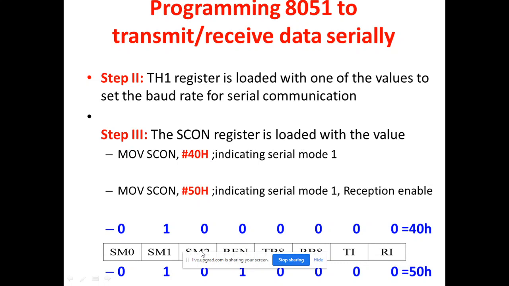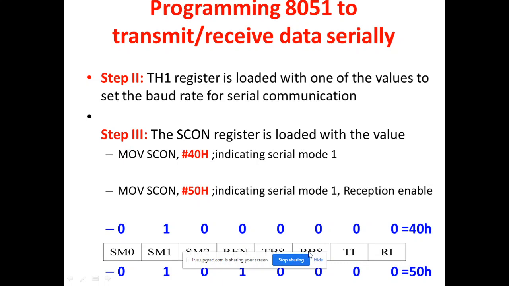Then the next bit is SM2. SM2 indicates whether there is a single processor or multiple processors. In our case there is a single processor, and that's why I am keeping this bit as 0. Next one is receiver enable. Suppose I want to transmit something and I don't want to receive, at that time I make this bit 0.